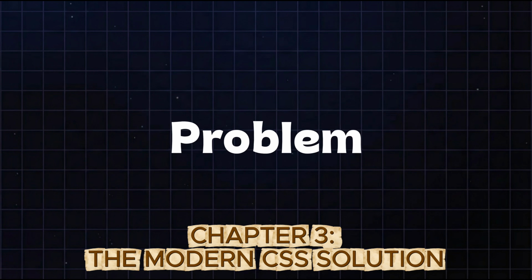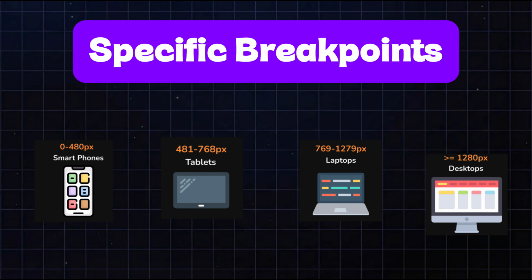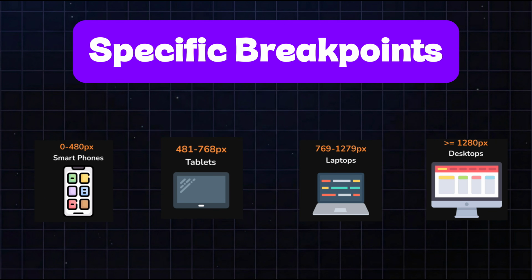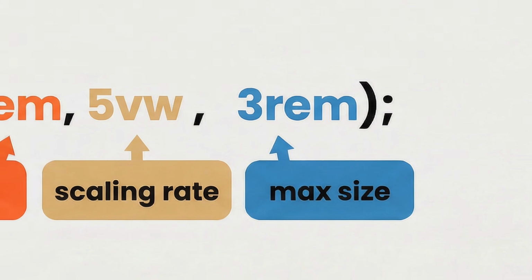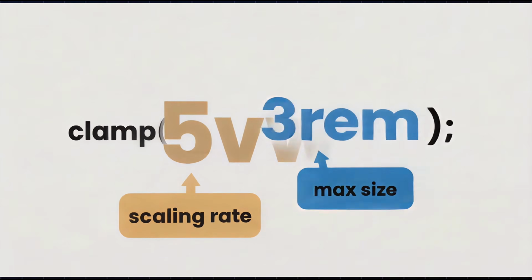To solve this problem, modern CSS gives us a better approach. Instead of switching values at specific breakpoints, we define a flexible range. This is exactly what the clamp function allows us to do. Clamp works with three values: a minimum value, a preferred flexible value, and a maximum value.